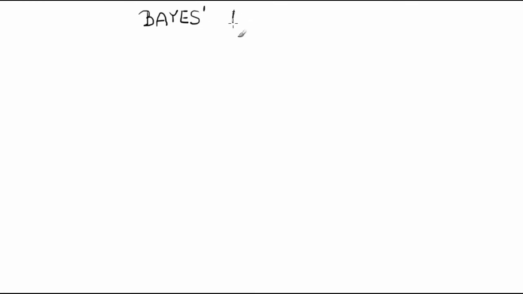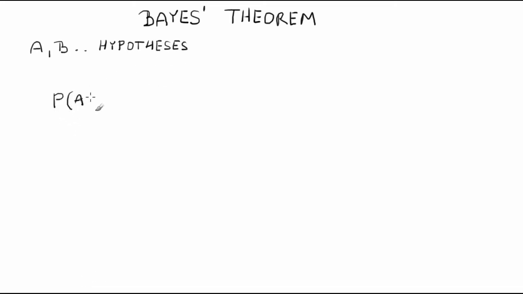Let's have a look at Bayes' theorem now. Let's consider two hypotheses, A and B. Bayes' theorem states that the conditional probability for A being true while B is true can be calculated as P of A given B equals P of B given A times P of A over P of B.